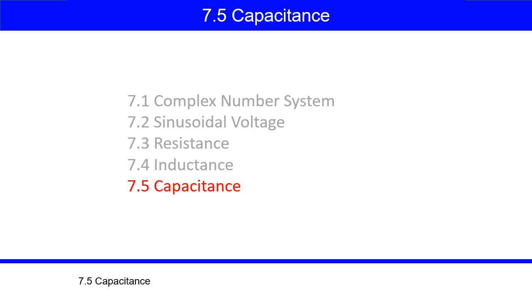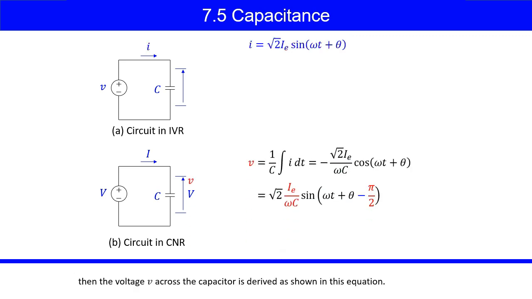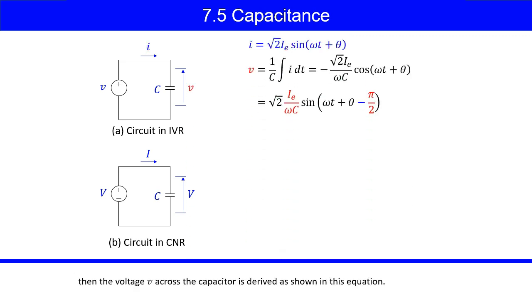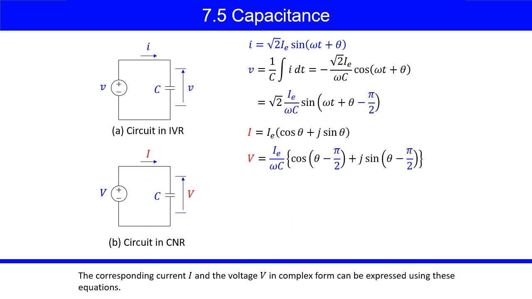Section 7.5, Capacitance. If the current i, which is equal to square root 2 Ie sine(omega t plus theta), flows into the capacitor C, then the voltage v across the capacitor is derived as shown in this equation. The corresponding current I and the voltage V in complex form can be expressed using these equations.